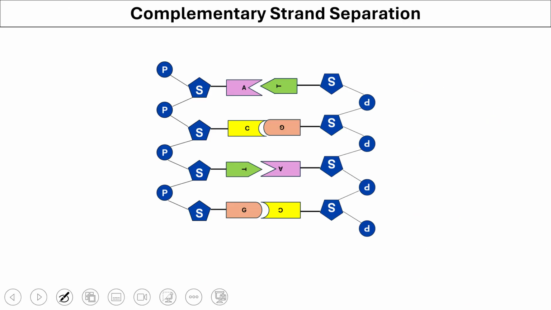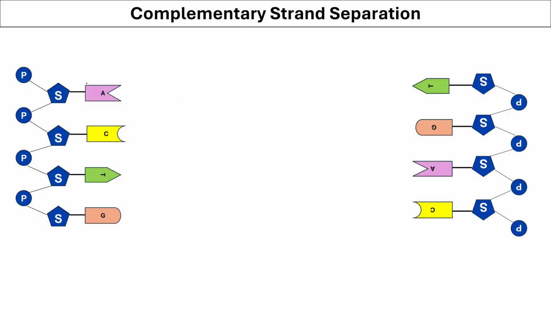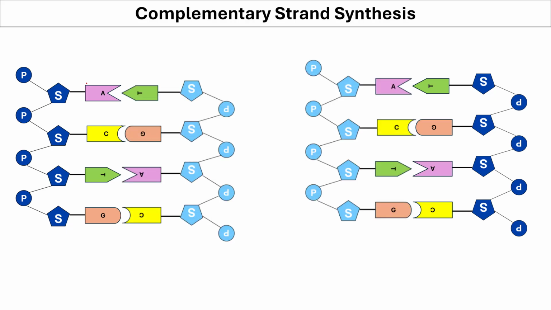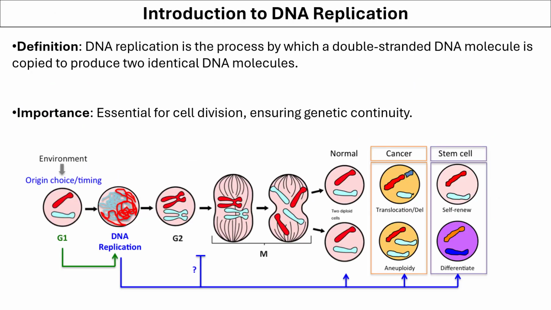For replication to occur, first the two complementary strands of DNA have to separate. Then the individual nucleotides come and build a complementary strand with the two separated strands. So what is replication? DNA replication is the process by which a double-stranded DNA molecule makes a copy of its own, producing two identical copies of DNA.